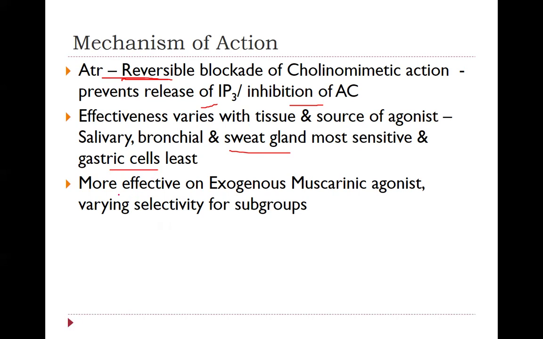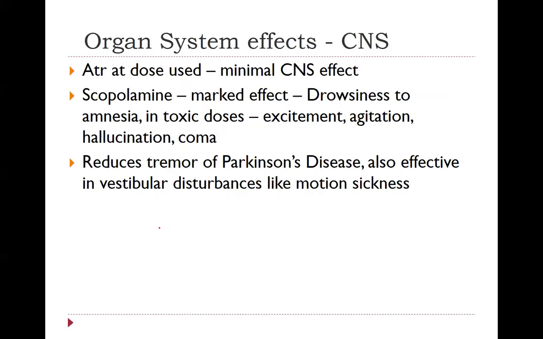Now, talking about some other group of drugs, the exogenous muscarinic antagonists are more effective, and their selectivity will depend upon the various subgroups that we have already talked about as mydriatic, anti-spasmodic, anti-secretory, vesicoselective, and anti-Parkinsonian.